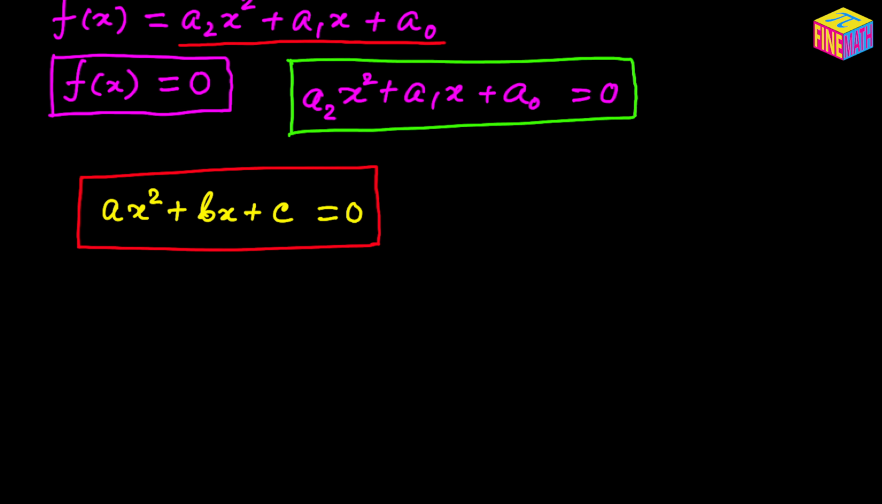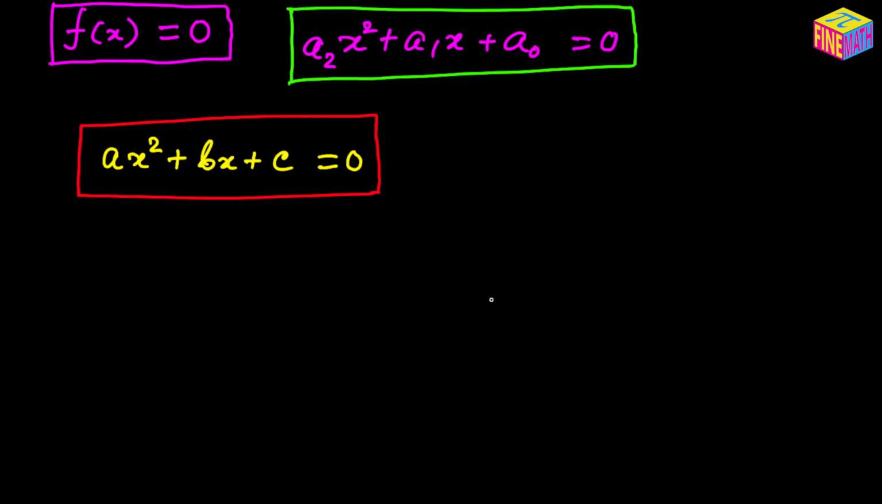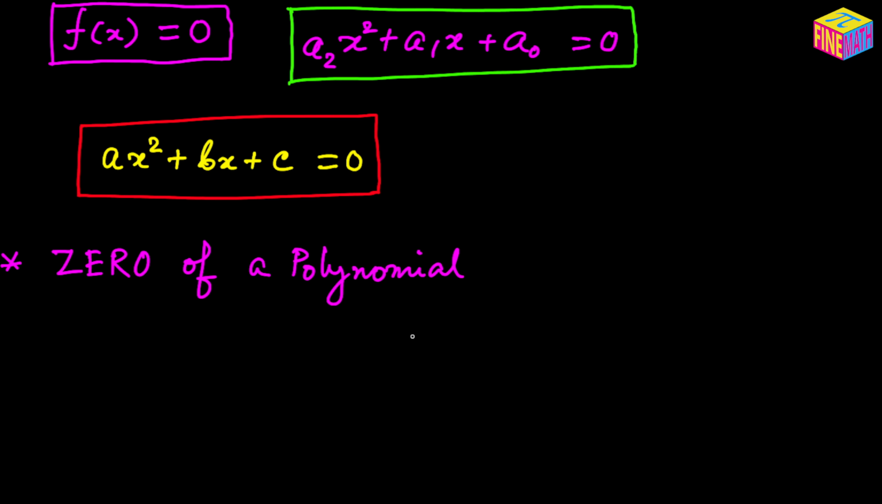And since we are talking about polynomial functions here, let's also quickly talk about the 0 of a polynomial. If somebody says, hey, what is the 0 of a polynomial? Well, it's that value of x. So the 0 of a polynomial is actually that value of x which makes the polynomial function, which makes the polynomial expression, evaluate to 0.